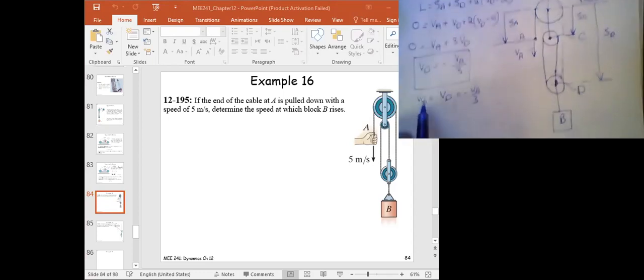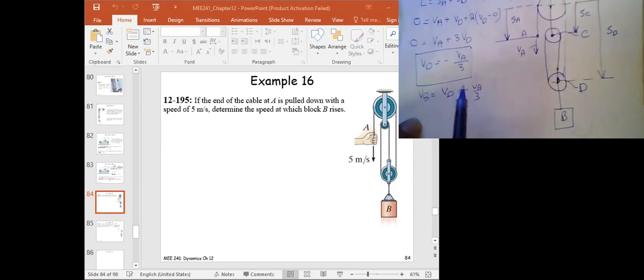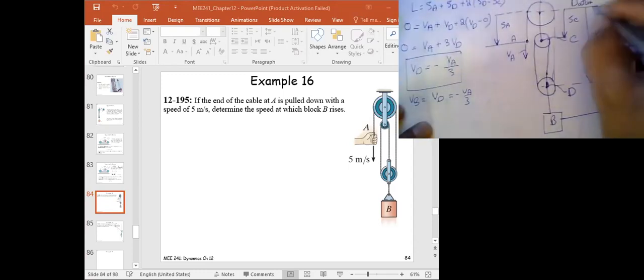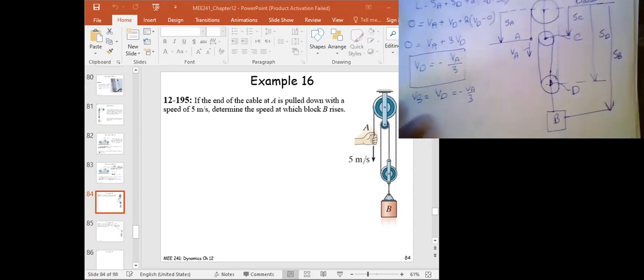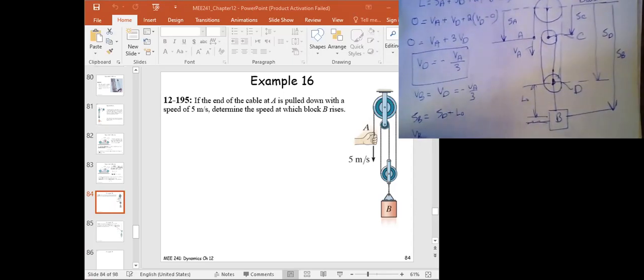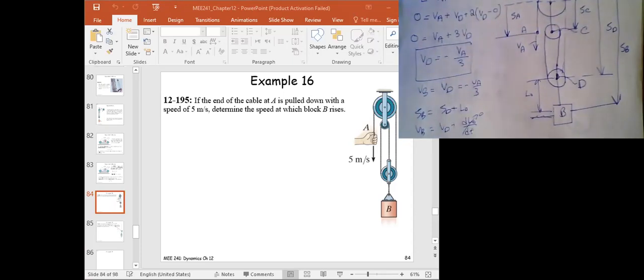And if you are still not convinced why VB is equal to VD, I can also define a reference frame. I can define this distance and call it SB, and then say SB is equal to SD plus this length, up to this point. Let's call this L0. So SB is equal to SD plus L0, right? And if you differentiate that, you get VB is equal to VD plus dL0 over dt, but this length is not changing, so it's 0. Okay, guys, all good?